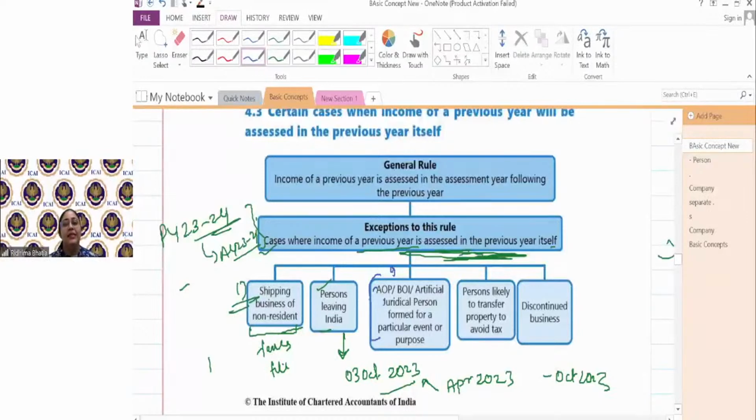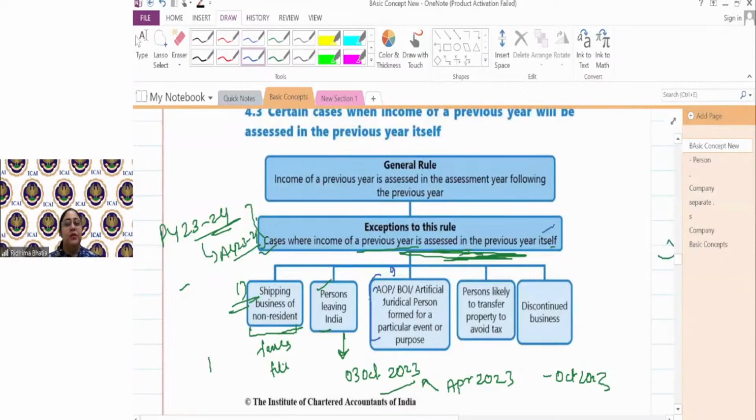So in that case, if the purpose for which it is being formed is completed, the income tax authority says, before you dissolve yourself, please give us the taxes. Please give us the taxes. We will not wait for the assessment year to come. Please give us the taxes right away and then you may proceed to dissolve.